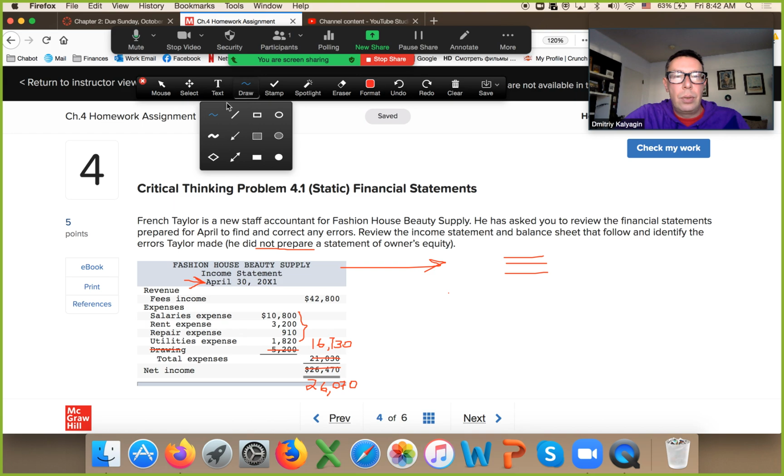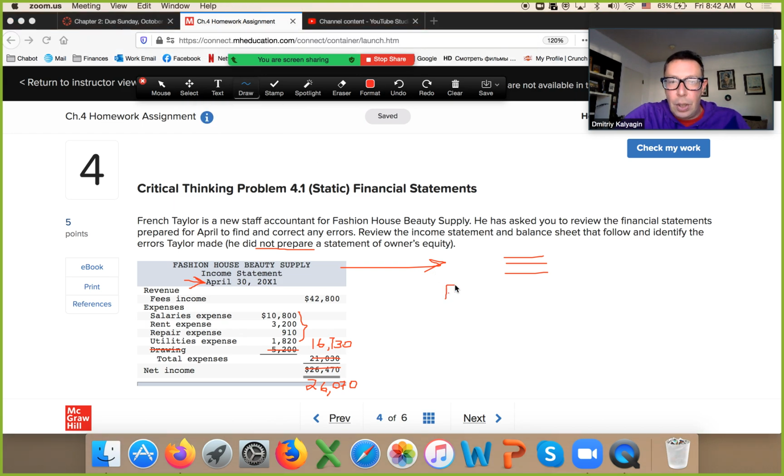So let me do it again. So the first line will be French Taylor, comma, capital for April 1st. So beginning capital, that's the first line, and it's $70,900. Okay. And then we are going to take plus net income that we just calculated. So $26,070. That's why we prepare the income statement first. And then we're gonna take out withdrawals. So we're gonna take out drawing or withdrawals. So this 5,200 is subtracted right here.